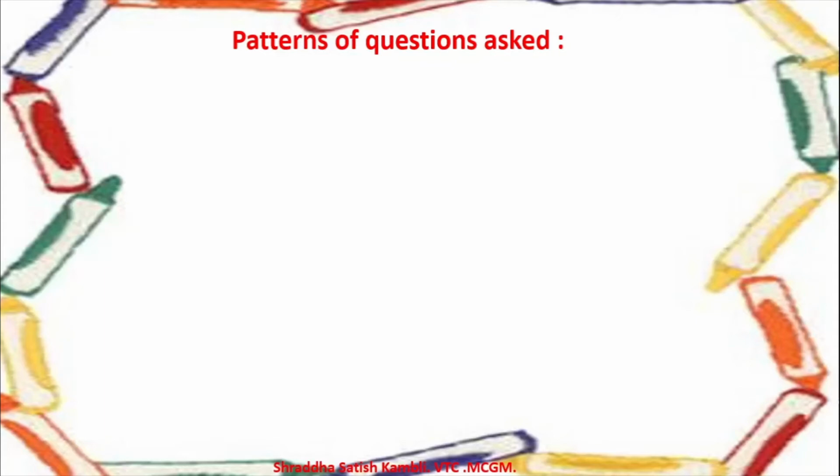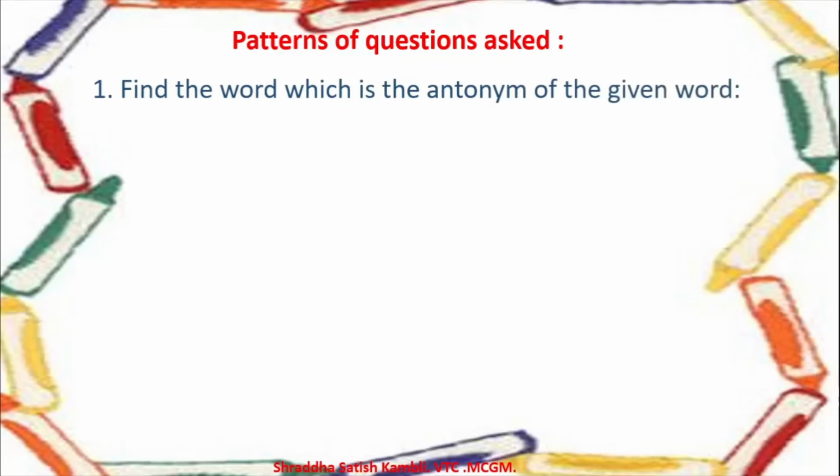Now of course, when we see the questions, we are going to look at many more examples too. Like I told you, we have 8 patterns of questions which could be asked. The questions based on antonyms could be worded in 8 different ways. So come on, let's take a look at them. Pattern number 1 would be: find the word which is the antonym of the given word. So simple. The word is given, you have to find out the antonym.